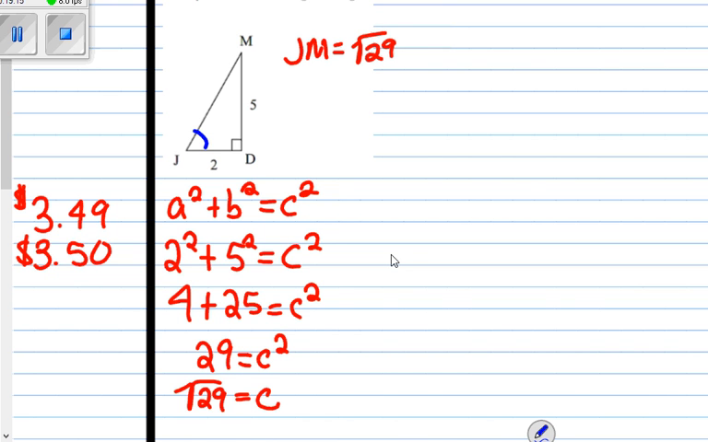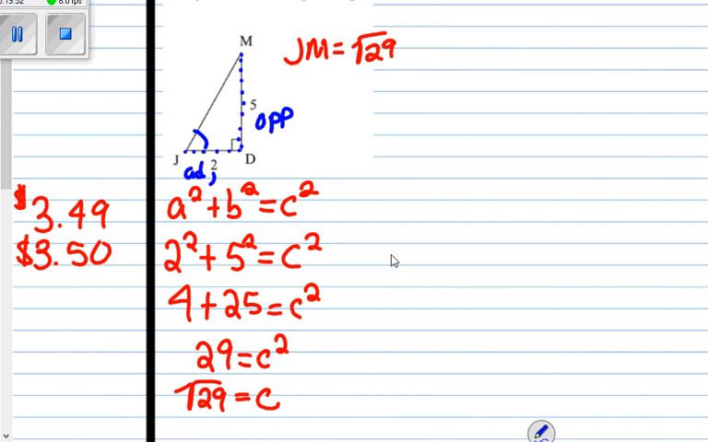From the perspective of J, what side is JD? Is that opposite, adjacent, or hypotenuse? Adjacent. From the perspective of J, what side is MD? Opposite. So I can use these numbers to help me find an angle measure. What function uses opposite and adjacent? Look at your notes. Tangent does.